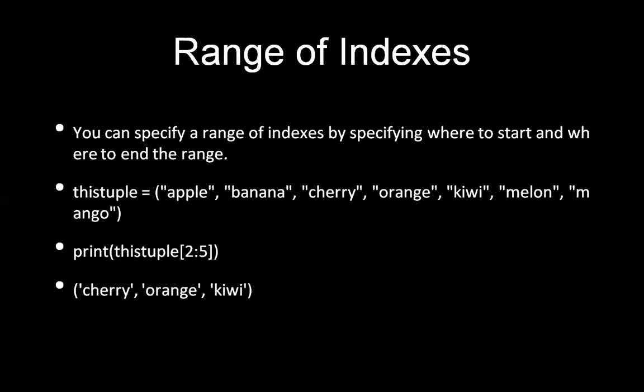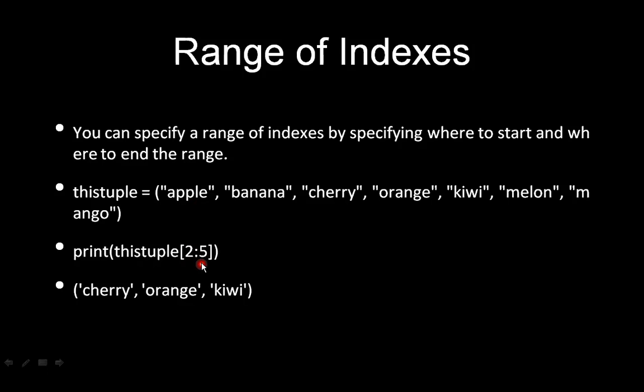So what do you mean by the range of indices? We can specify the range of indices by specifying the starting index number and then the end index number. Here you can see 2:5, where the tuple is nothing but the tuple name, 2 is the starting index number, and 5 is the end index number.